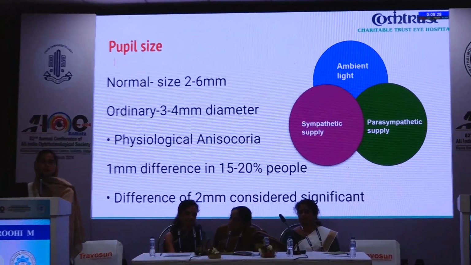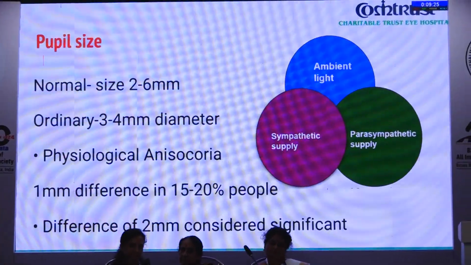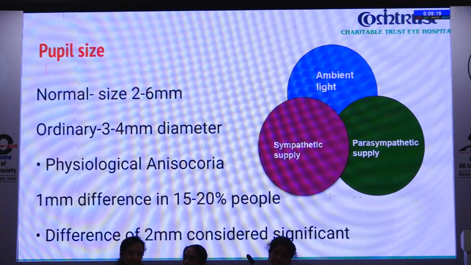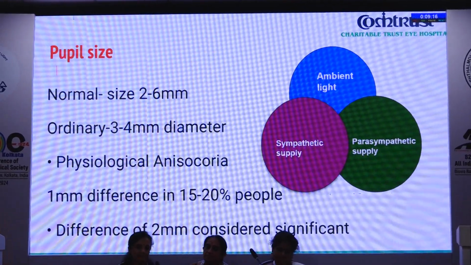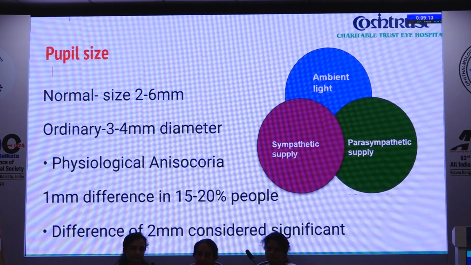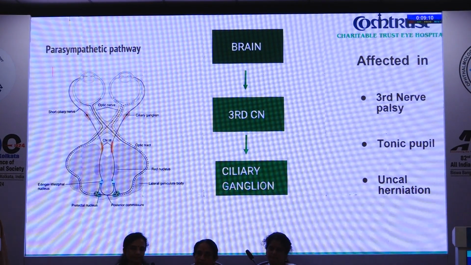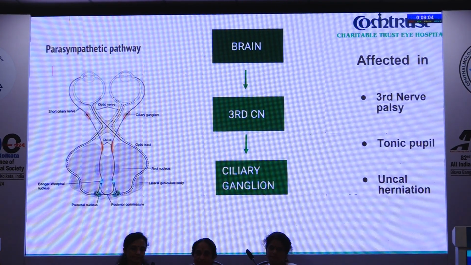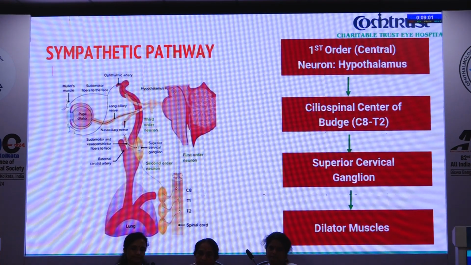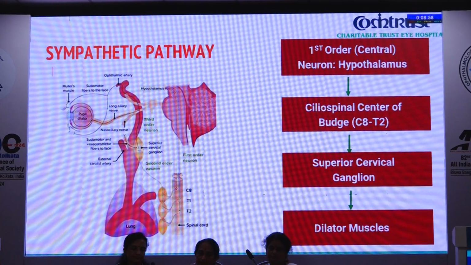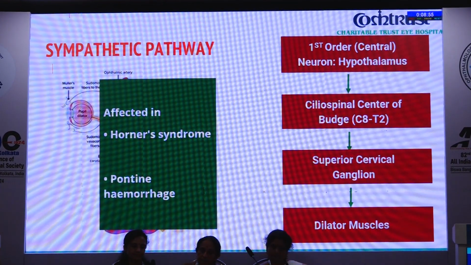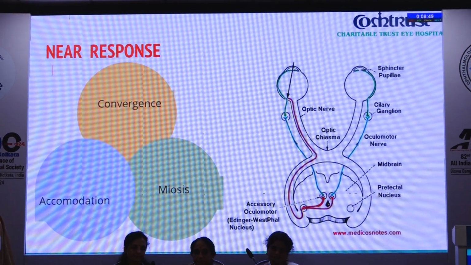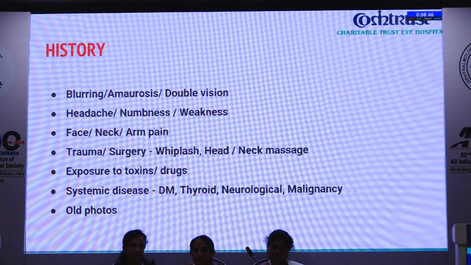First of all, what is the normal pupil size? It is from 2 to 6 mm. Ordinarily, we see 3 to 4 mm diameter. In physiological anisocoria, there is about 1 mm difference in up to 15 to 20% of the normal population. A difference of 2 mm is considered significant. This is the parasympathetic pathway, as you all know. It is usually affected in third cranial nerve palsy, tonic pupil, and uncal herniation. The sympathetic pathway is affected in Horner syndrome and pontine hemorrhage, to name a few. The near response is an interplay between convergence, accommodation, and meiosis.